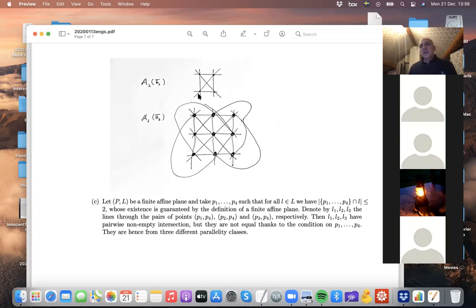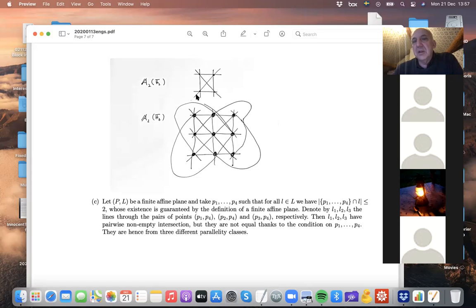Why is that? Well, it's obvious again, because first of all, they have a common point. They are intersecting. So if they lie in one and the same parallelity class, they should coincide. But they cannot coincide because of this axiom. P1 and P2, the line passing through P1 and P2 cannot contain any of the other 2 points, P3 and P4. That's the requirement of this axiom, that any line hits this 4-tuple at most twice.